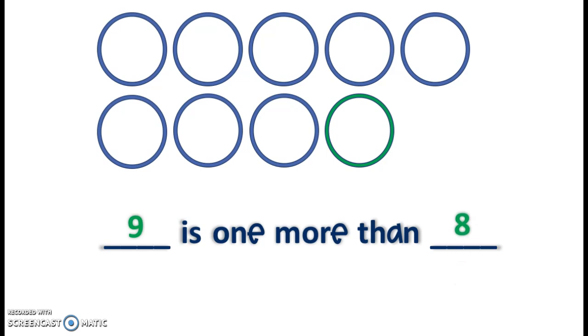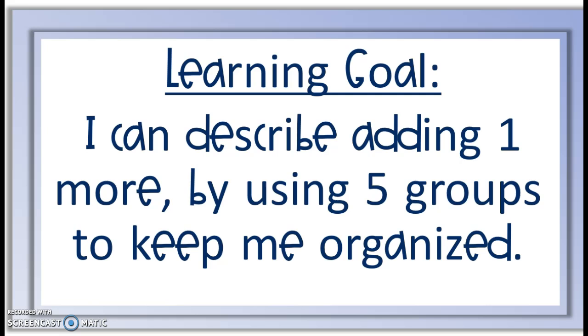My number sentence, I hope you wrote one. If not, press pause and do it, is blank is equal to 1 plus 8. Well, that would be 9, of course, because that's my new amount. All right, we have done amazing today. Our learning goal says I can describe adding one more by using 5 groups to keep me organized. And that's exactly what we've been doing today.